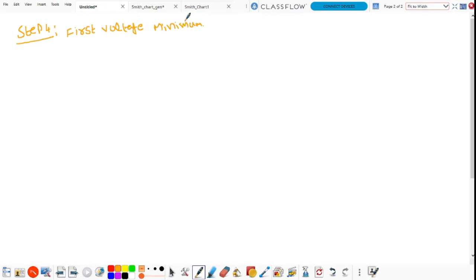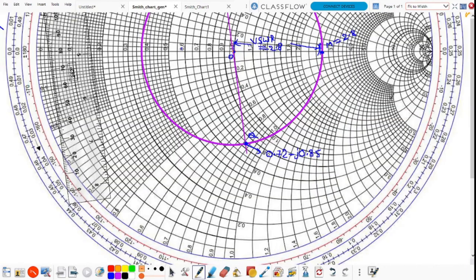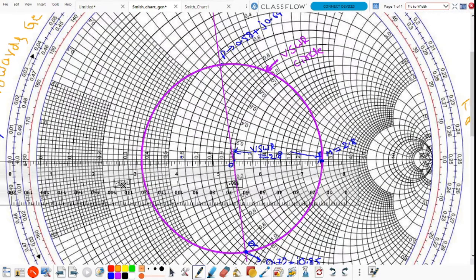Next up is step number 4. Determine the first voltage minimum and the minimum admittance distance. How to calculate the first voltage minimum from this Smith chart? This is the Smith chart and this is the horizontal line. From the Smith chart, the first voltage minimum can be determined.